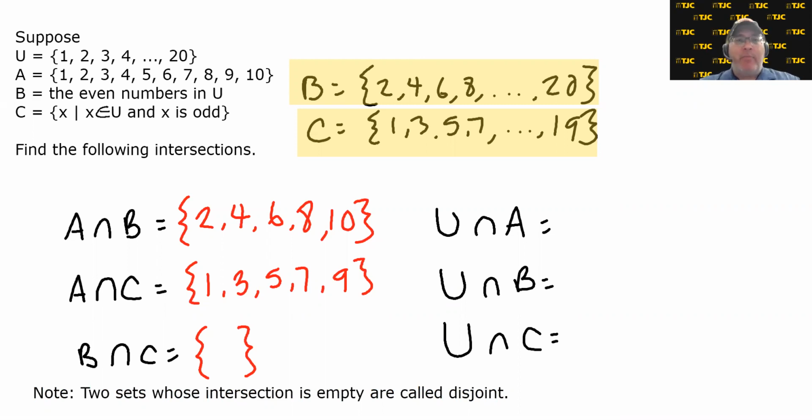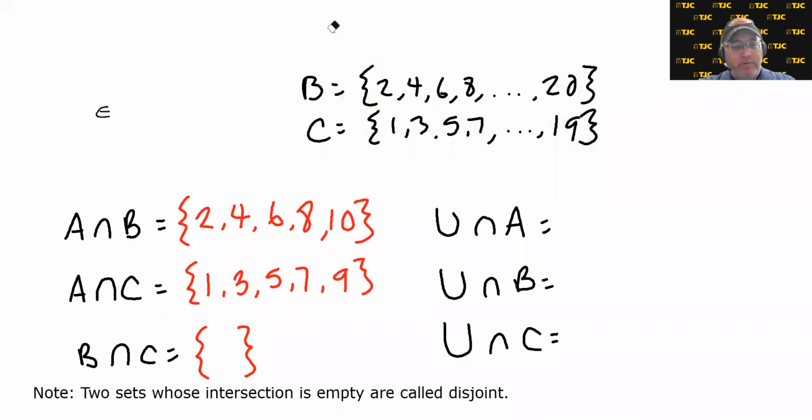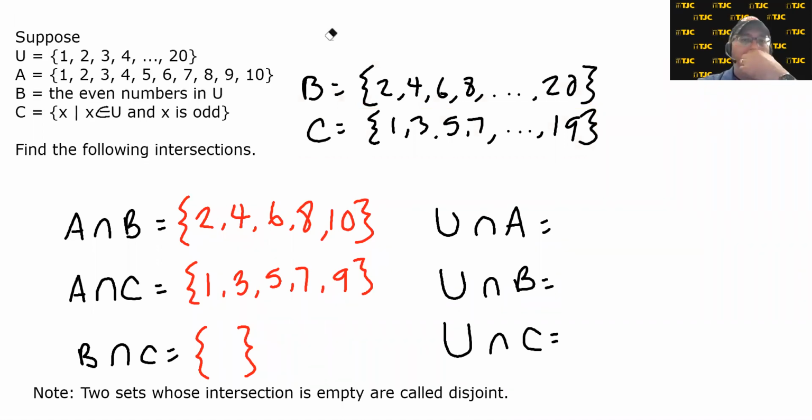All right, let's try the last 3. U intersect A. Remember, the U is the universe here. So let's highlight U and A by getting rid of these highlights here. Oh, not that. There we go. All right. Here's the universe, everything from 1 to 20, or all natural numbers from 1 to 20. And here's A. And what do they have in common? Well, the universe contains everything, so it contains all of this. And so what they have in common is everything from 1 through 10.